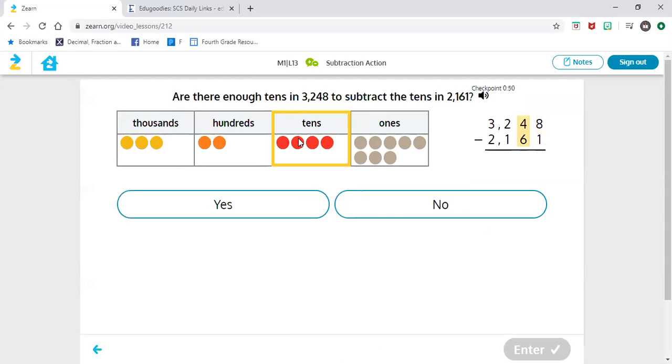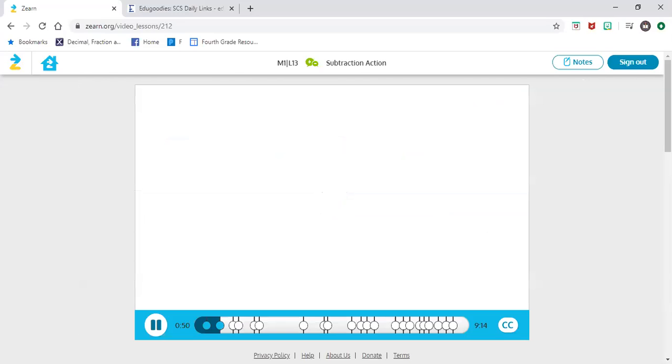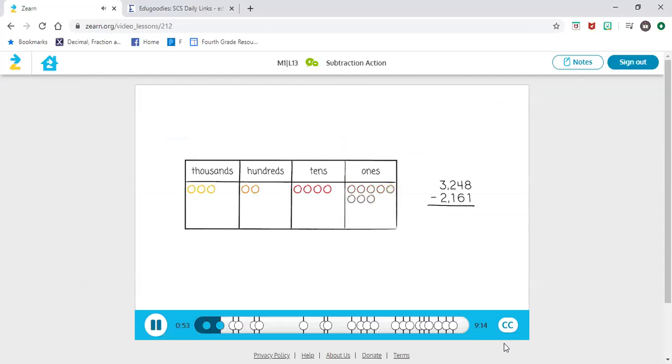Then we go to our tens. Can I take out 6 tens from these 4 tens? As you notice, I don't have enough tens to take out 6. So that means that I have to regroup. Eight is greater than 1, so we have enough ones to subtract 1 one. We need to subtract 6 tens. 4 is less than 6, so we don't have enough tens to subtract 6 tens.